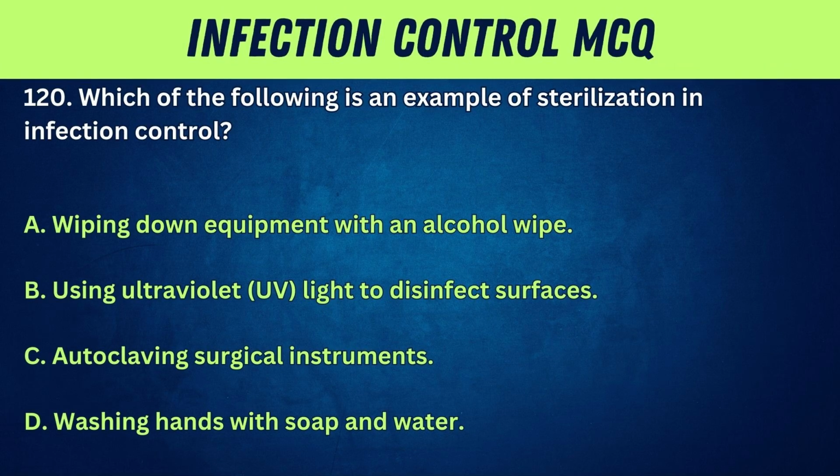120. Which of the following is an example of sterilization in infection control? A. Wiping down equipment with an alcohol wipe. B. Using ultraviolet UV light to disinfect surfaces. C. Autoclaving surgical instruments. D. Washing hands with soap and water.